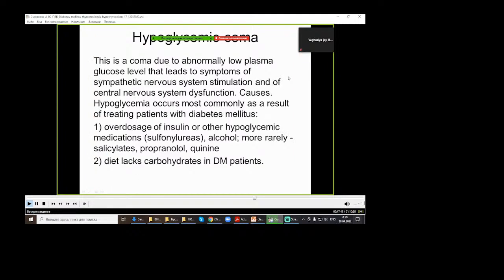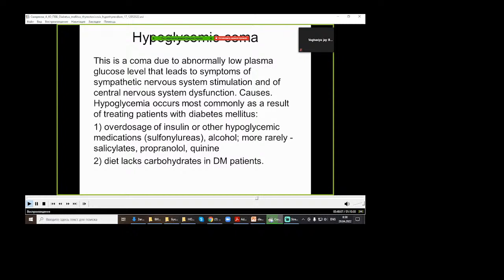The next acute complication is hypoglycemic coma. This is a coma due to abnormally low plasma glucose level that leads to symptoms of sympathetic nervous system stimulation and of central nervous system dysfunction.